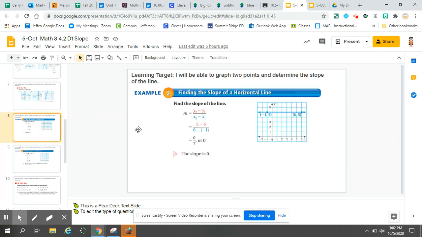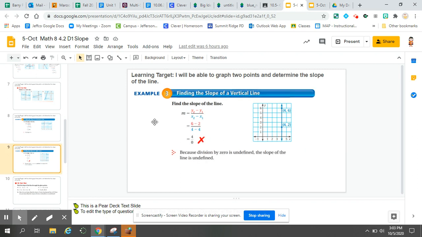Here are some more notes, and this one is a graph of a horizontal line. When we have a horizontal line, we call that a zero slope. And here it says that the slope is 0. I call them a zero slope.